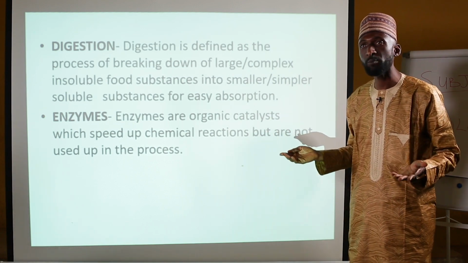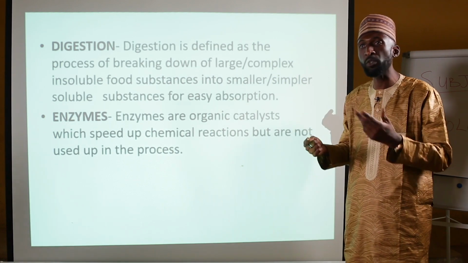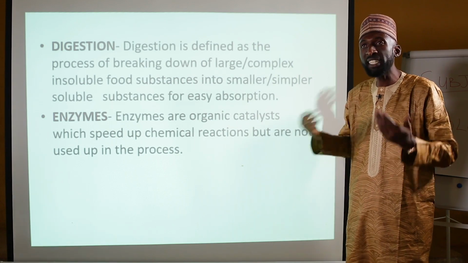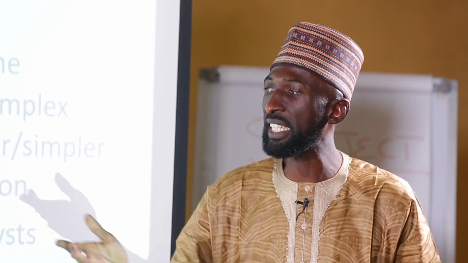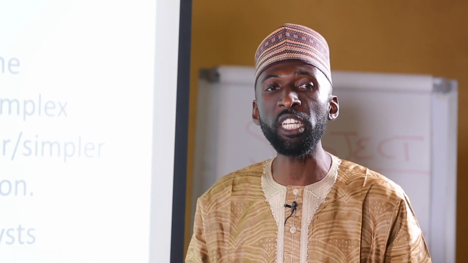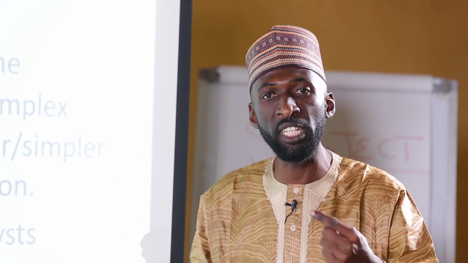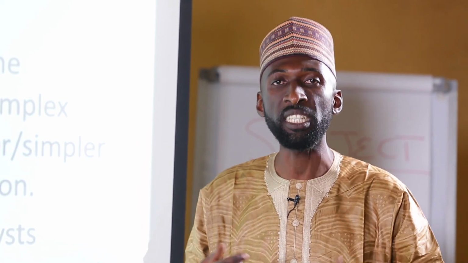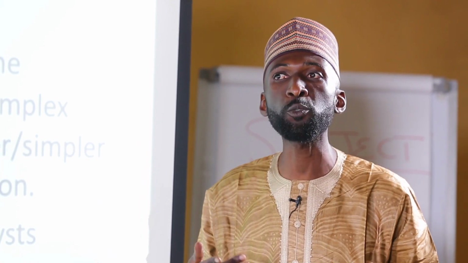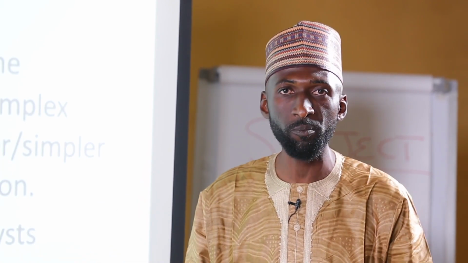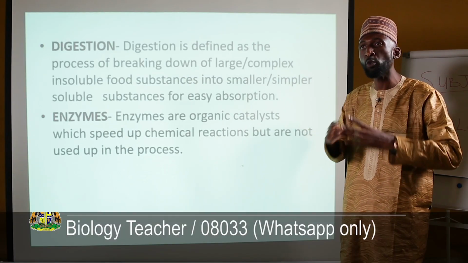Now, what are these enzymes? They are organic catalysts that speed up the rate of chemical reactions in our body, but they themselves are not affected by the reaction. What does that mean? If we say they are organic catalysts, it means they are made from natural sources. And a catalyst is any substance that has the ability to alter a chemical reaction. So these enzymes have the ability to speed up the rate at which chemical reactions proceed. Otherwise, so many chemical reactions would proceed at a very slow rate.